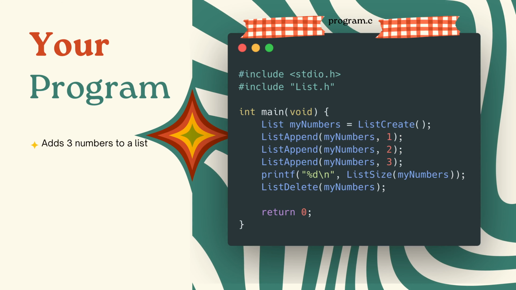Our main function instead goes in program.c. Inside of it, we create a list and then append 3 numbers to it. Then we print the size of the list, free it, and finally return from the program. Notice how we do not access the structs defined in list.c directly. We couldn't access them even if we wanted to, which is why our data type is opaque.